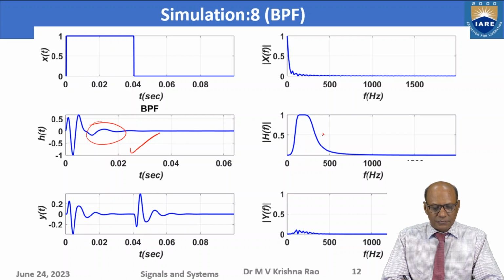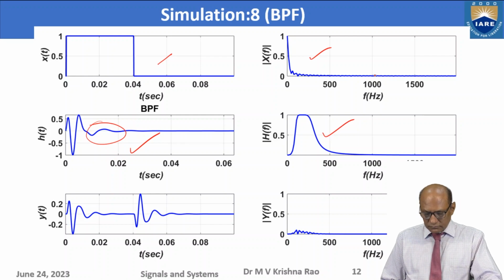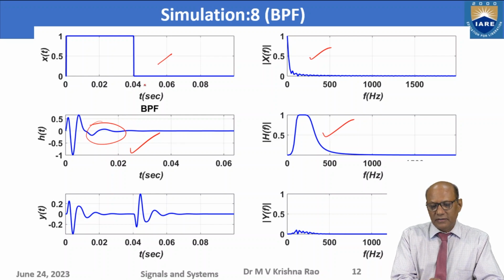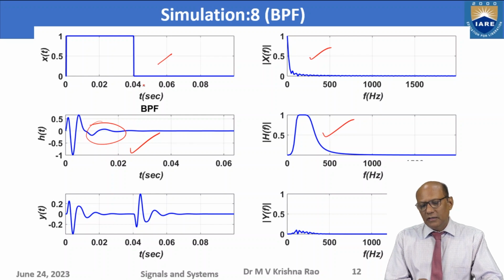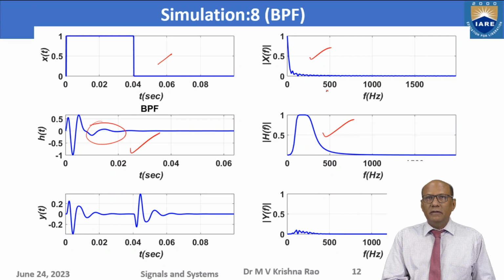So this is the frequency response of the filter. This is the magnitude spectrum of the input signal, because a rectangular function, you remember very well, is nothing but a sinc function like this. This is 40 milliseconds. So you have these lobes, and the clarity depends on the number of points you have taken to represent the frequency spectrum also.